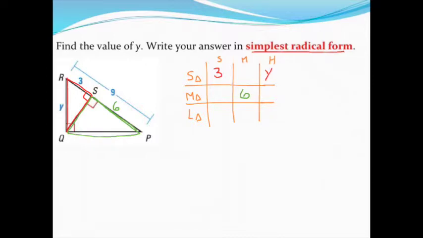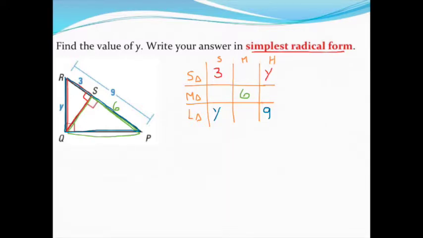And then finally, let's look at the large triangle, which is the entire thing all together. So looking at that entire triangle, I can see that y is the short side, and that 9 is the hypotenuse. And this time I don't know the medium side, but that's probably going to be okay. So that's as much as I can fill in the chart. There's blank spaces, but that's totally fine.